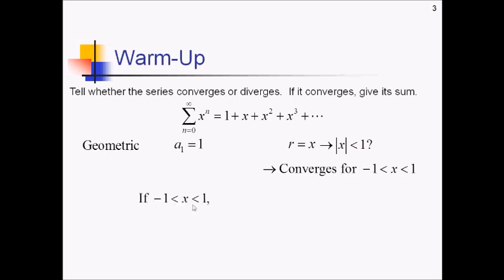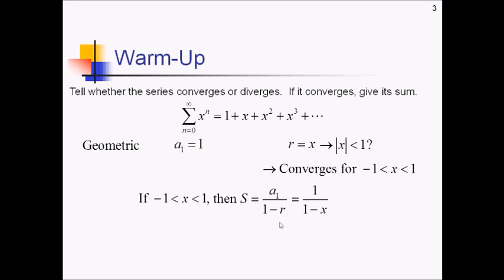So given that assumption, x is between -1 and 1, what's the sum of this going to be? Well, that's just going to be a1 over 1 minus r, which in this case is going to be 1 over 1 minus our r value of x. But now this is true only if x is between -1 and 1. If x is not between those, then this is just a garbage value.